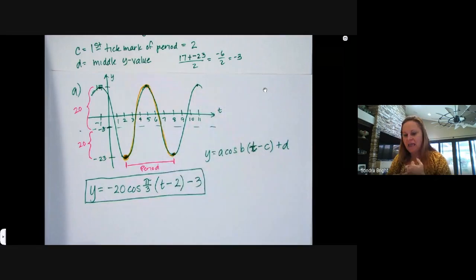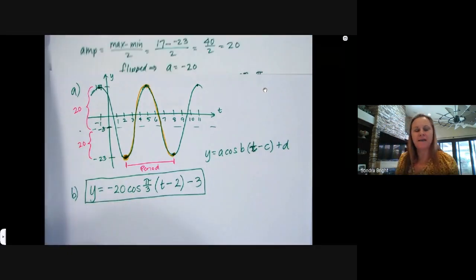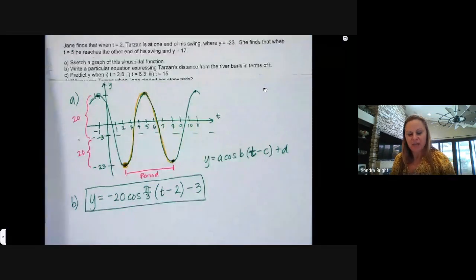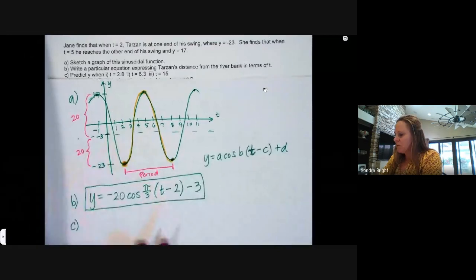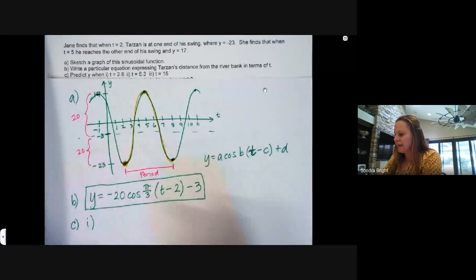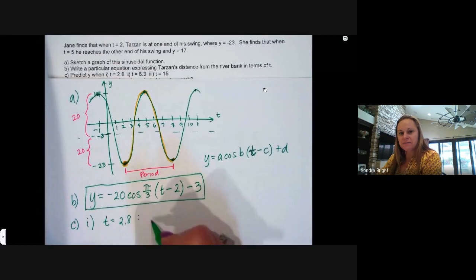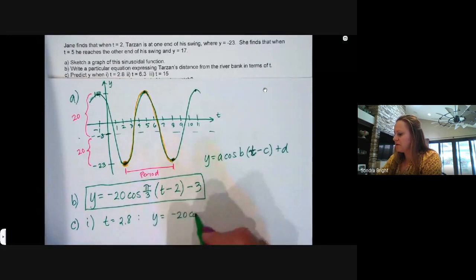So that's part A and part B. Part C says, I'll slide this down so you can see what it says. It says predict Y when T is 2.8, 6.3, and then also when it's 15. And that's easy. You're just going to plug these values in. So for part I, when T is 2.8, then your Y will be negative 20 times cosine of pi over 3 times 2.8 minus 2, and then minus 3.